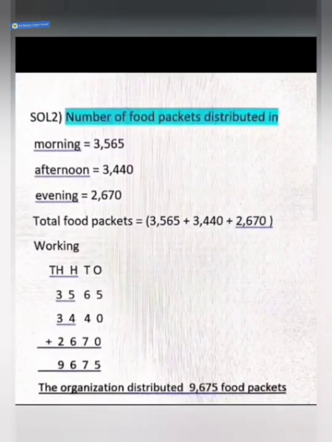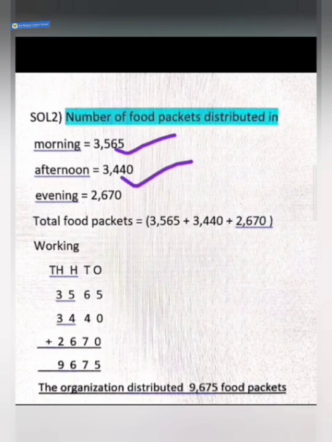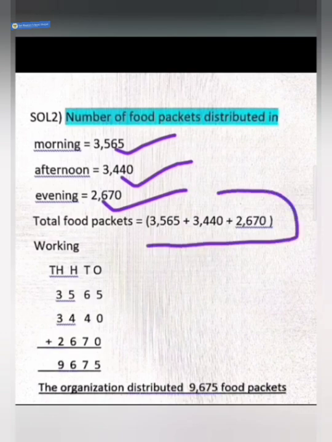First statement will be number of food packets distributed. Now there are 3 times given along with the number of food packets. So we will mention that time and the number of food packets. In the morning we have 3,565 food packets. In the afternoon, the organization distributed 3,440 food packets, and in the evening, the organization distributed 2,670 packets. Find the total of food packets, mention it like that.